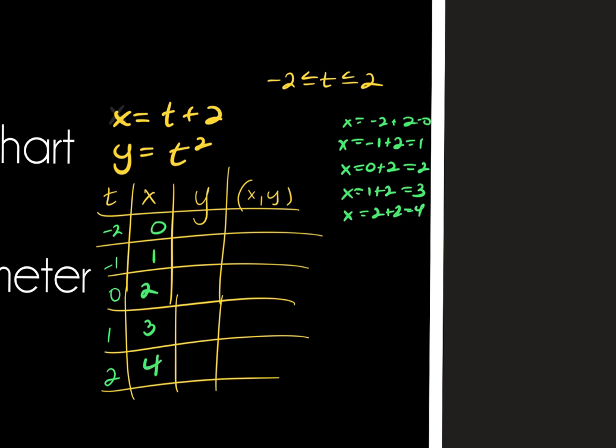Then I repeat the process for y. So y equals t squared. -2 squared would be 4, -1 squared would be 1, 0 squared would be 0, 1 squared, and 2 squared. And then you're going to write out the coordinate points. So it's 0, 4, 1, 1, 2, 0, 3, 1, 4, 4.